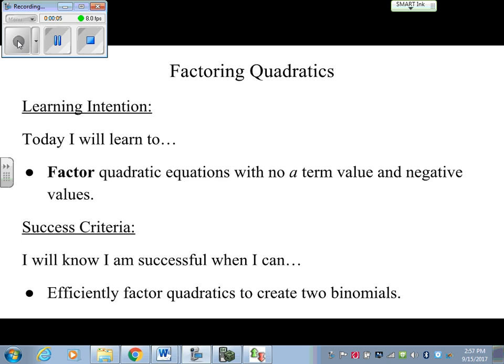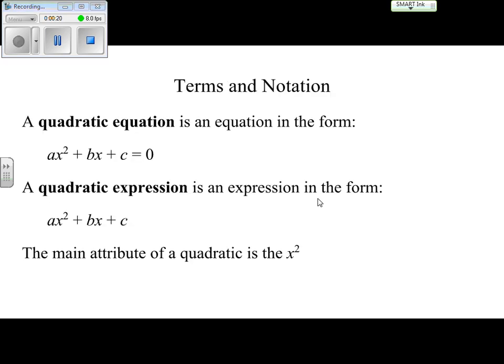Today we will learn to factor quadratic equations with no A-term values, just like we saw in the previous video lesson, but this time we'll also introduce negative values for both our quadratics as well as our possible answers. We will know we are successful when we can efficiently factor quadratics to create two binomials.